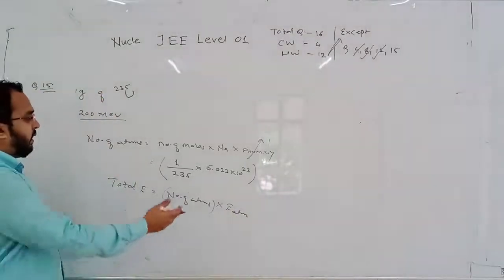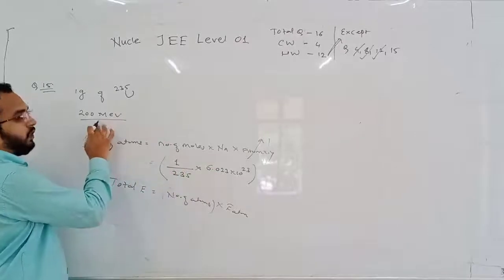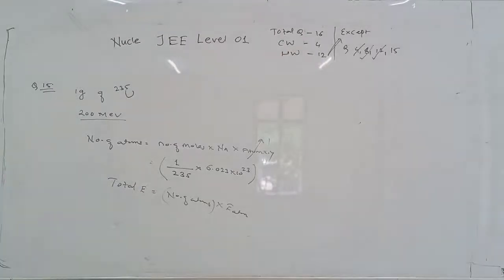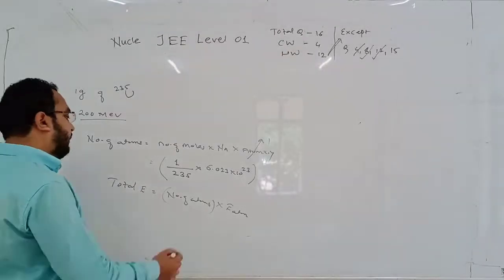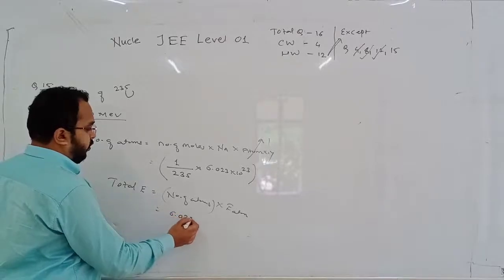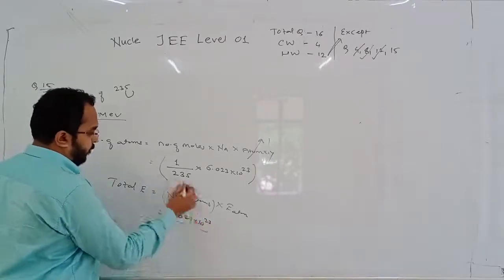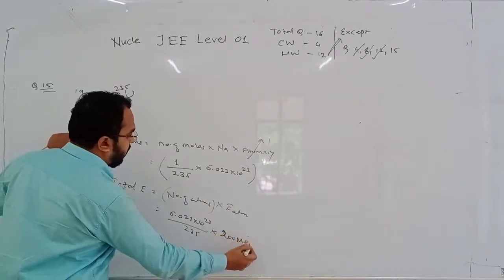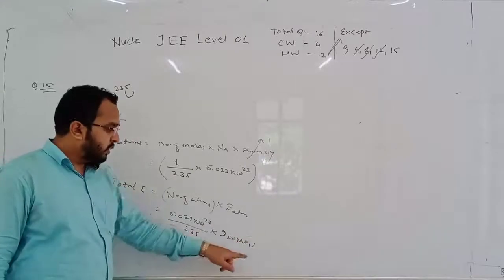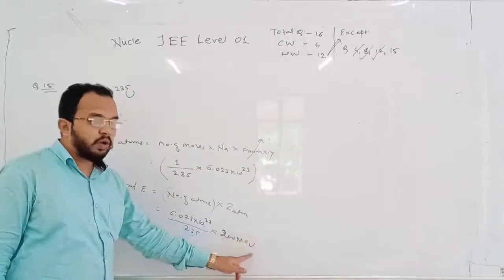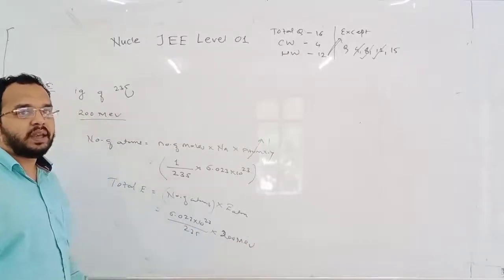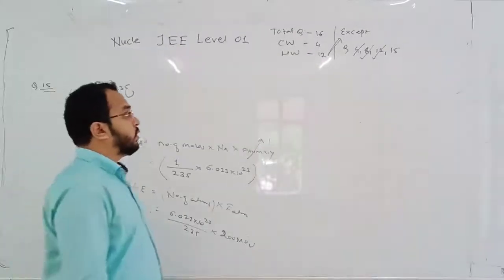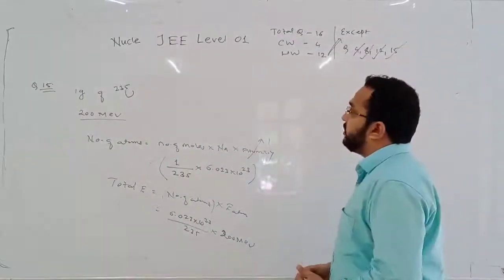So calculate this. Multiply this answer with 200 mega electron volt. We'll get the correct answer. The answer is 6.023 into 10 raised to power 23 upon 235, into 200 mega electron volt. If you want this energy in joules, replace this electron volt by 1.6 into 10 raised to power minus 19, that is the charge of electron. You will get the correct answer in joules. Okay. So this is question number 15. So this is the end of exercise 1.